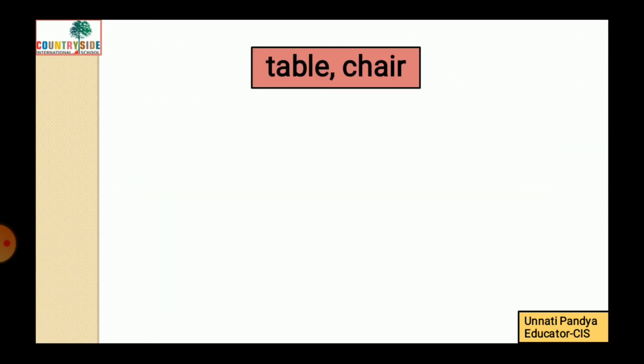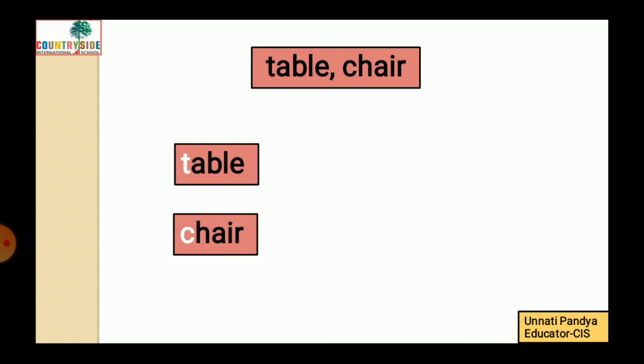Let's see an example. Table and chair. Let us find the meanings of these words from the dictionary. How do we do that? What is the alphabetical order in which you have to look for these words in the dictionary? Let us look at the first letter of both the words. In table, the first letter is T, whereas in chair, the first letter is C.